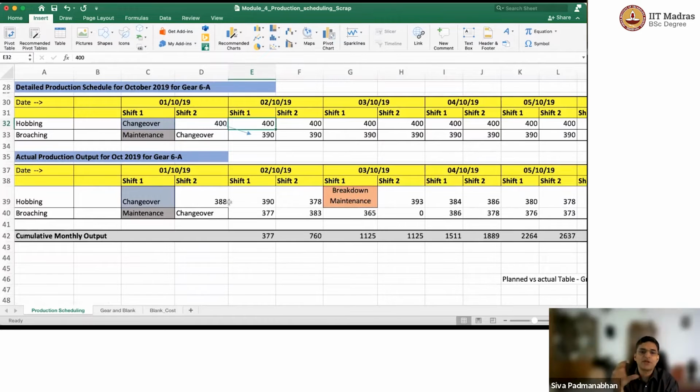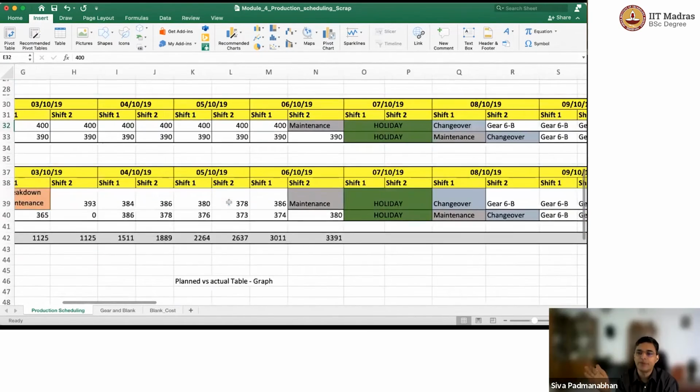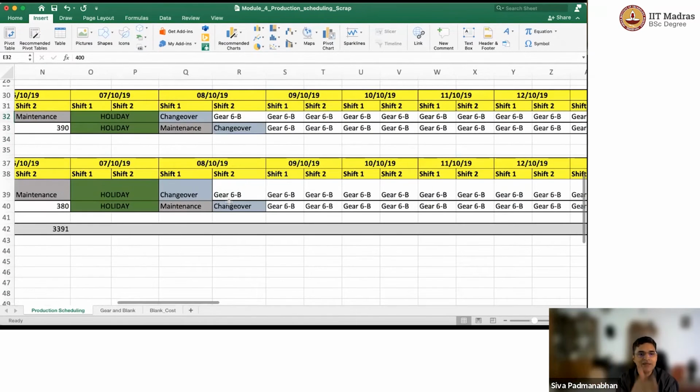Now this is the way it works. If you keep going to the right, you'll see for the next week, this machine is not used. Hobbing and broaching are in the plan. They are zeros because I'm now making 6B. So you see after the changeover, gear 6B is starting. And Sundays are holidays, right?